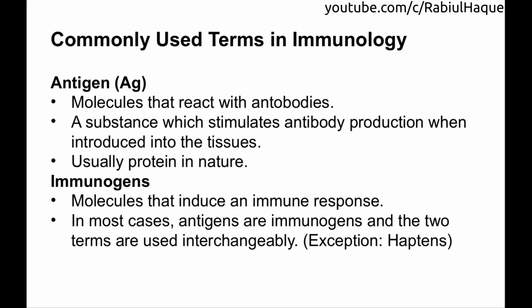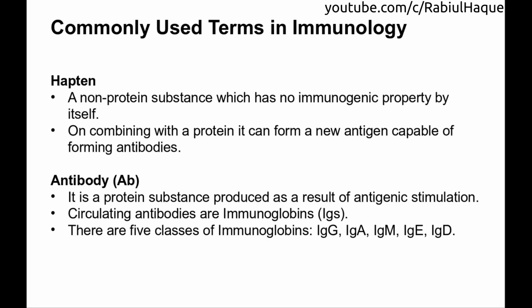What do we mean by immunogen? These are molecules that induce an immune response. Now always remember, in most cases antigens are immunogens and the two terms are used interchangeably. However, there are some exceptions, for example in the case of haptens. So what do we mean by hapten? These are non-protein substances. They have no immunogenic property by themselves. However, when they combine with protein, they can form a new antigen that is capable of forming antibodies.